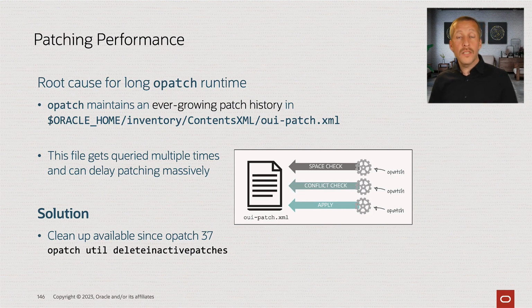In opatch 37, the opatch release that came out in April this year, there's a new functionality called opatch util deleteinactivepatches. So you can simply remove some of that old patching history. You can get rid of that from your Oracle home.